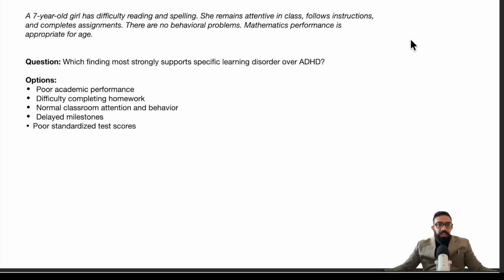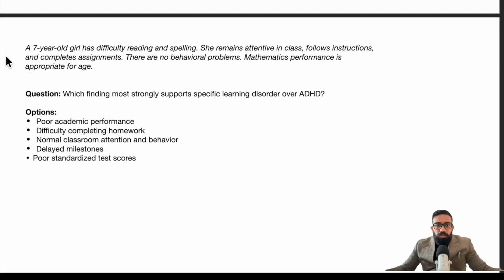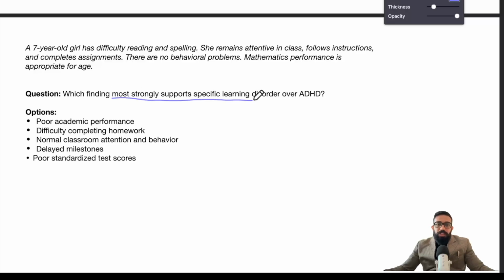Let's go to another case. We have got a 7-year-old girl who is having difficulty reading, spelling. She is attentive in class, follows instructions, completes assignments, no behavioral problems. Mathematic performance is appropriate for the age. Which of the findings most strongly supports specific learning disorder over ADHD? It's normal classroom attention and behavior, if you are getting me this right.